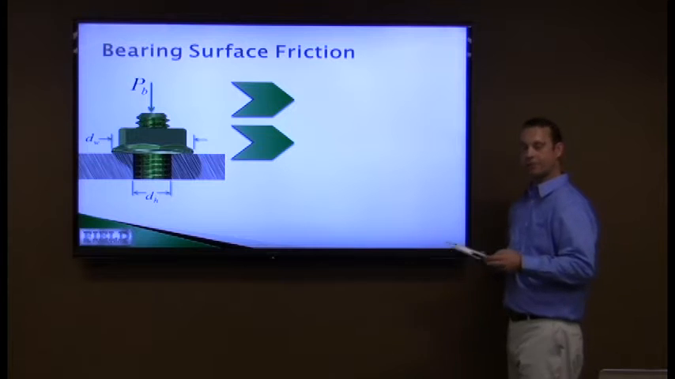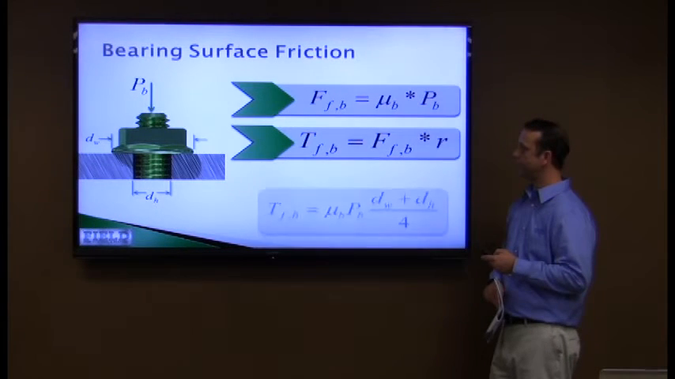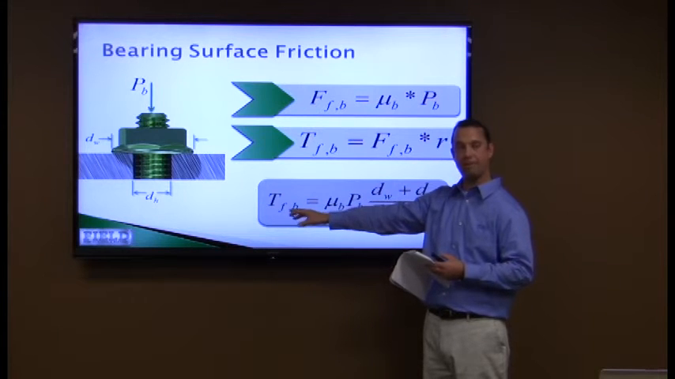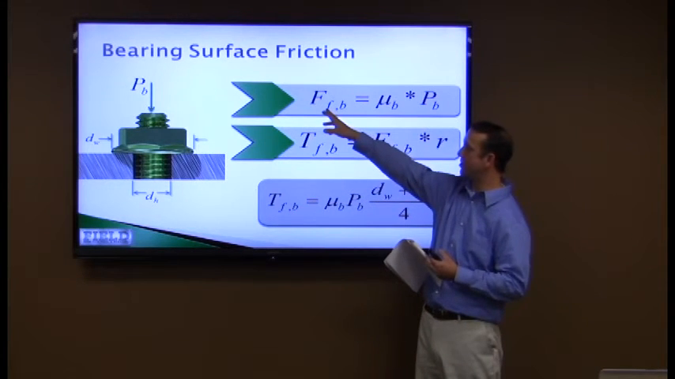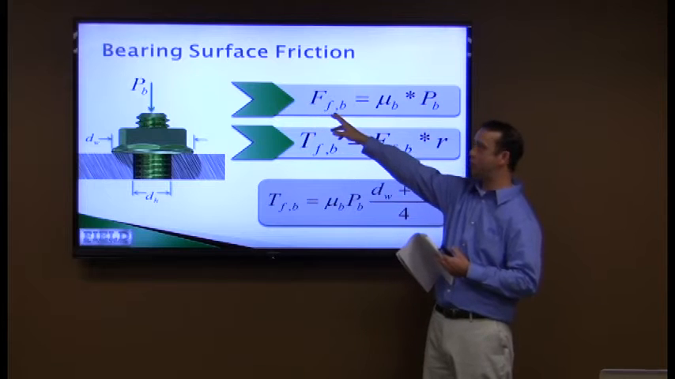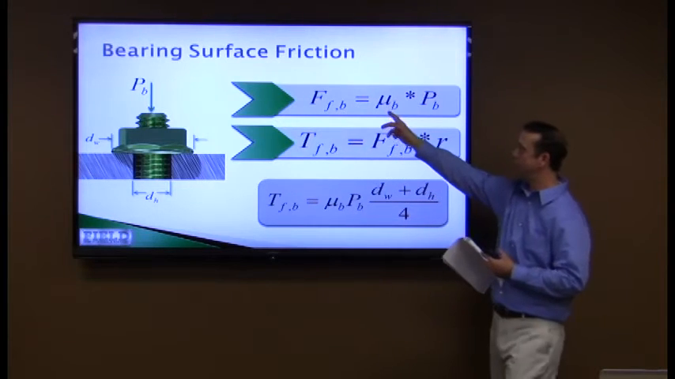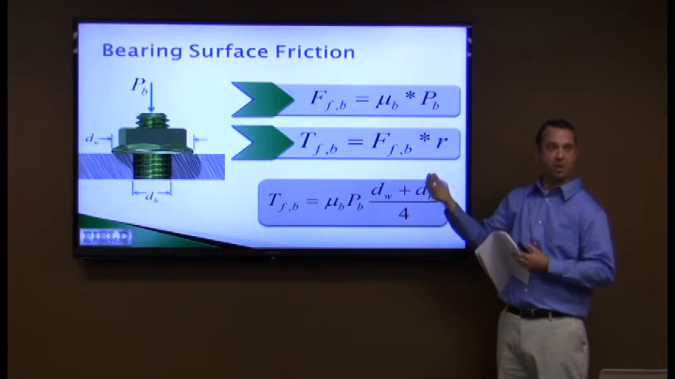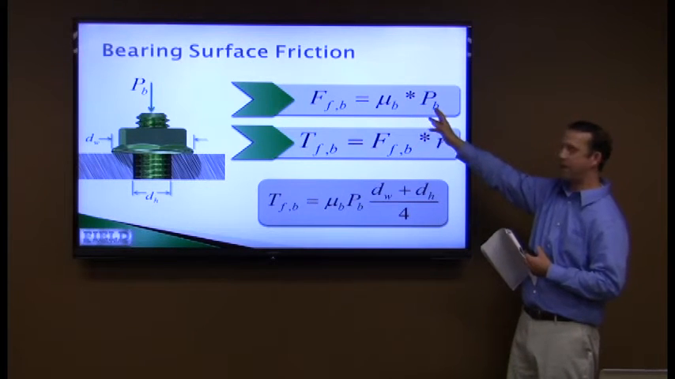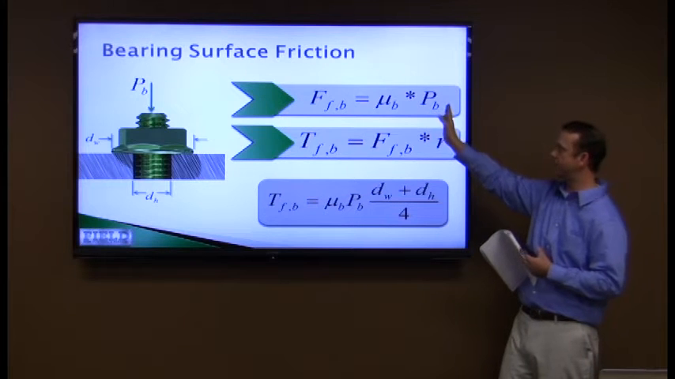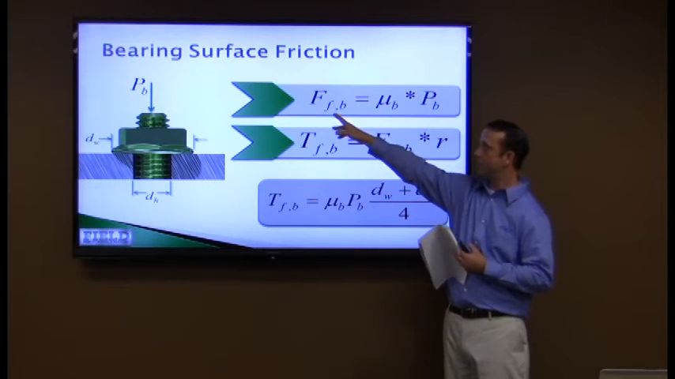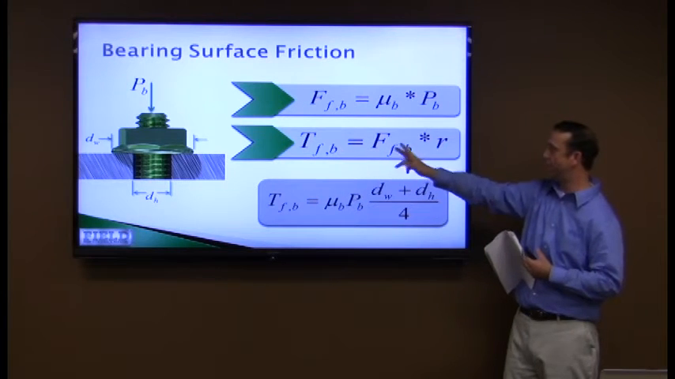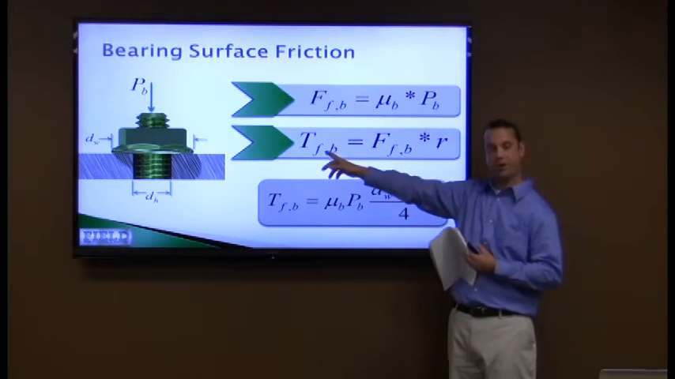Now we look at bearing surface friction. Again, the ultimate goal here is to look for the torque required to overcome bearing surface friction. If we start at the top again, we have the force required to overcome the bearing surface friction. We've got a U sub B, which is your coefficient of friction, again determined from charts or from testing, multiplied by your bolt preload, which again comes off of charts, so this is pretty straightforward. Once we have this value, we plug that into our torque formula. Again, force times distance gives us our torque.